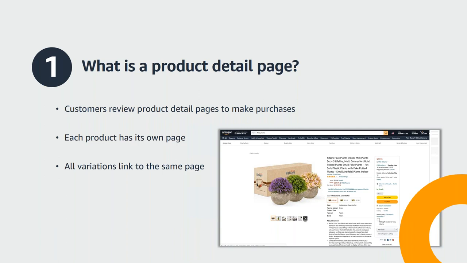We combine listings in this way to make it easier for customers to find, compare, and purchase products. We also combine all product variations onto the same detail page. A product might come in multiple sizes, colors, or patterns, but each version is available on the same page. This helps customers choose between different versions of a product.